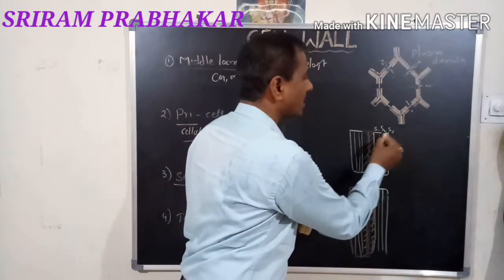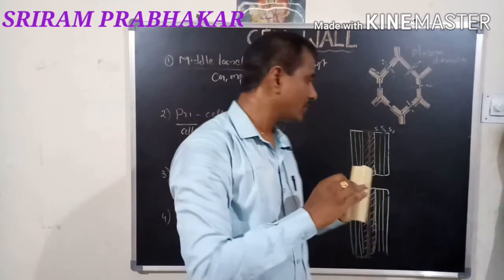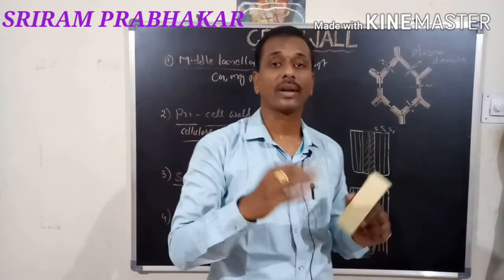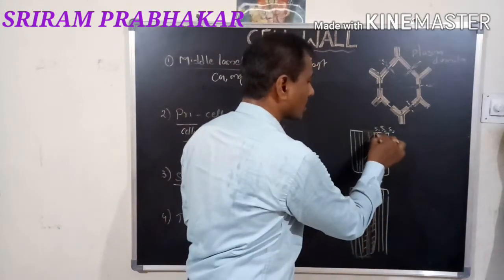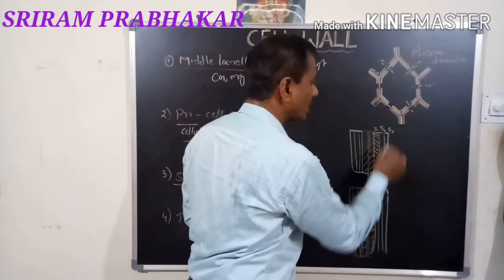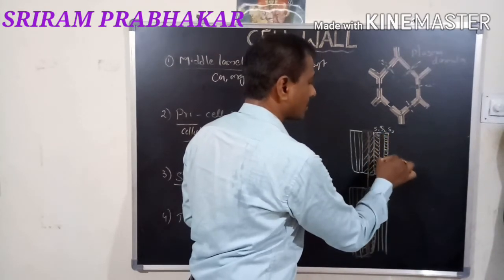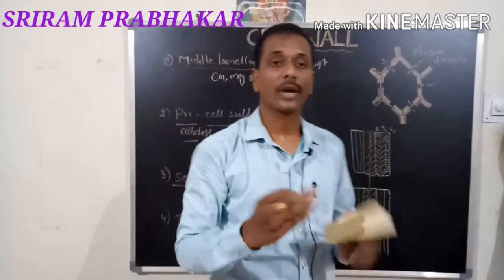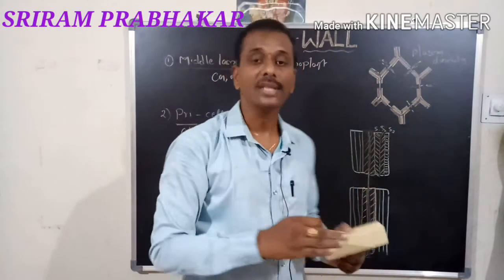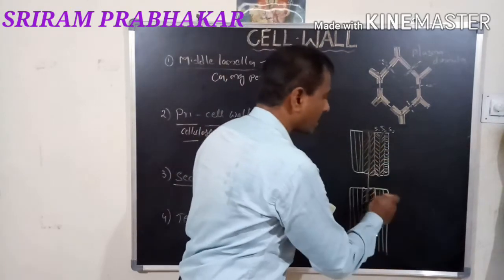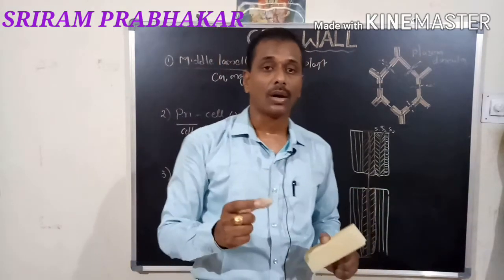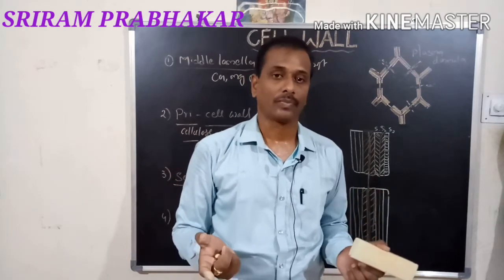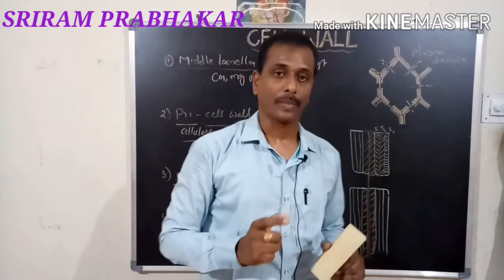Why are we showing the 3 layers, S1, S2, S3? See here, the 3 layers are the same in composition, but the arrangement of cellulose fibers is different. Some are horizontal, some are parallel, some are longitudinal. Like this, the arrangement of the cellulose fibrils is different, but the composition is the same. This is a secondary wall. It is very thick. After the formation of the secondary wall, that cell can't change its size. It is a very strong layer.